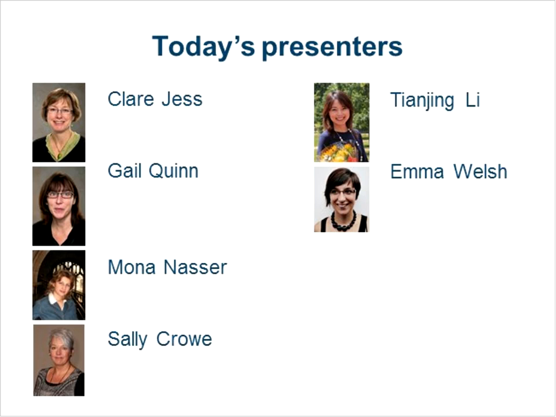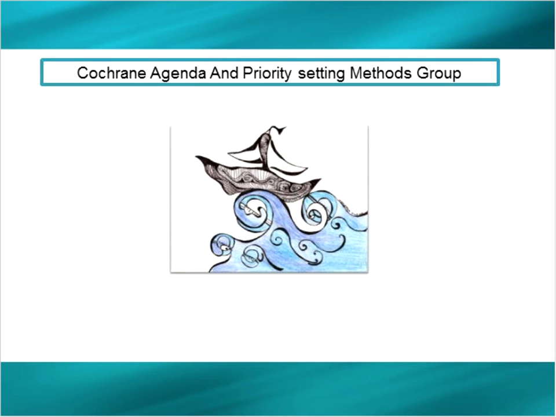Tianjing Li is faculty in the Department of Epidemiology at Johns Hopkins Bloomberg School of Public Health. Her background is as a physician, and she has a PhD degree in epidemiology and master's in biostatistics. Her core research interests comprise the methodology of setting priorities for comparative effectiveness research. So thank you very much to our presenters today. We're delighted to have you here, and I'm really looking forward to hearing from you. I'm going to turn it over to Mona, who's going to start off today's session.